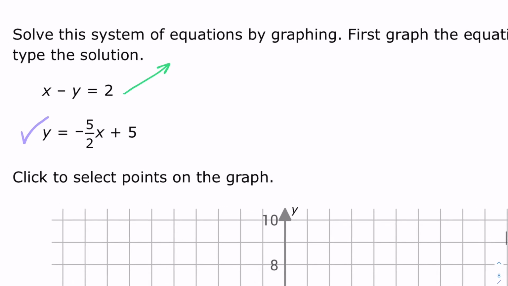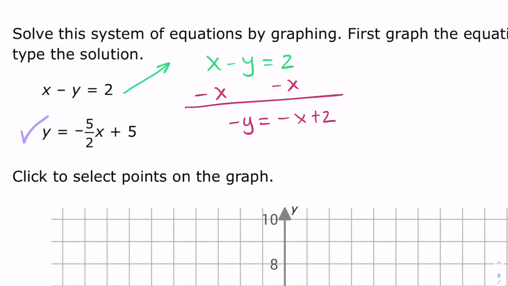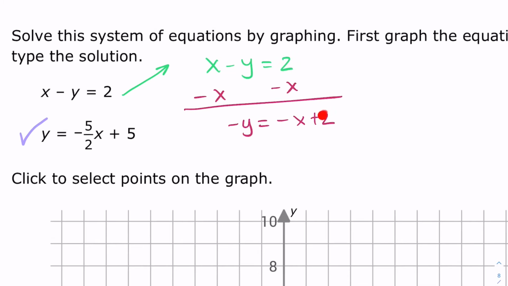So here we have x minus y equals 2. I'm going to move x over because I want to get y by itself. So here we have negative y equals negative x plus 2. So here you have your 2 that stays. Your negative x is going to stay on the right side now. It goes away from the left side.